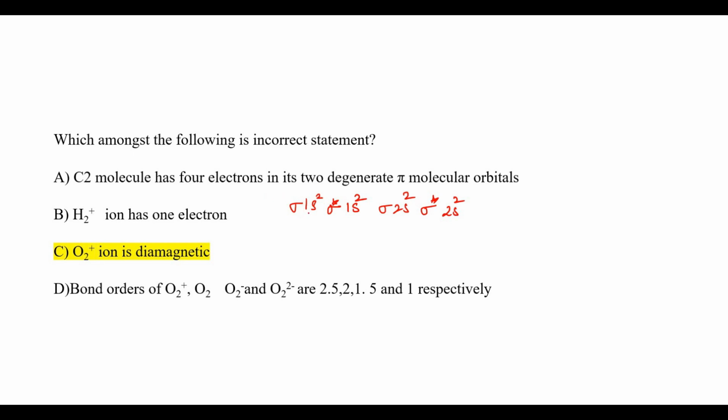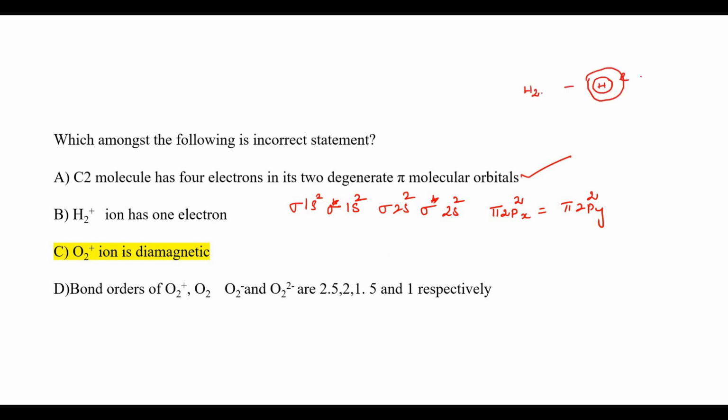The electronic configuration is sigma 1s2, sigma star 1s2, sigma 2s2, sigma star 2s2, then pi 2px 2, pi 2py 2. Both are filled with 2 electrons. Therefore, the C2 molecule has 4 electrons in its 2 degenerate pi molecular orbitals. This statement is correct.